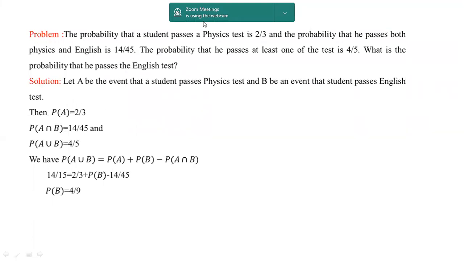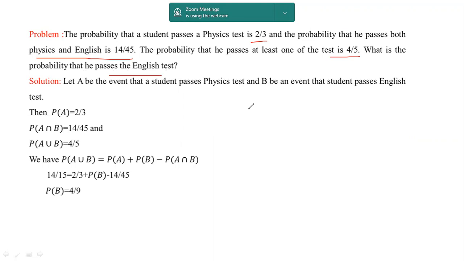So here is another example. The probability that the student passes the physics test is 2 by 3, and the probability that he passes both subjects, physics and English, is 14 by 45, and the probability that he passes at least one of the tests is 4 by 5. What is the probability that he passes the English test?